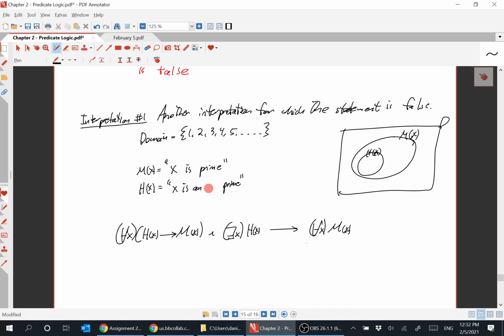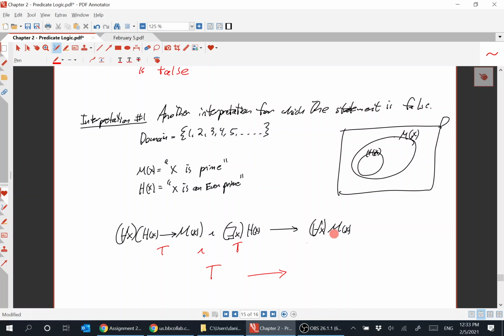Yes. Let's do even prime. X is an even prime implies x is a prime. That's true. Does there exist x in the domain such that x is an even prime? There's one: 2. That's true. So true and true is true.